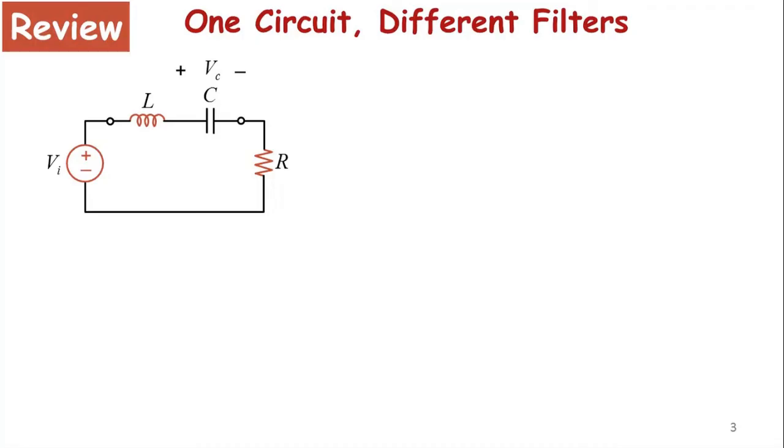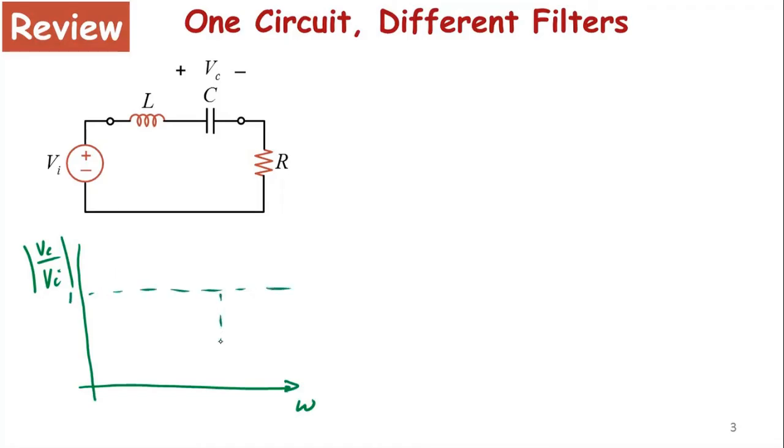So as one example, we spent quite a bit of time on the output taken across the capacitor, at VC. For that kind of circuit, you recall the output looked like this. Here I'm plotting the magnitude of VC divided by VI. And we saw that the output looked something like this. This was omega naught, where omega naught was 1 divided by square root of LC. We saw that under certain conditions the output would have looked like this.